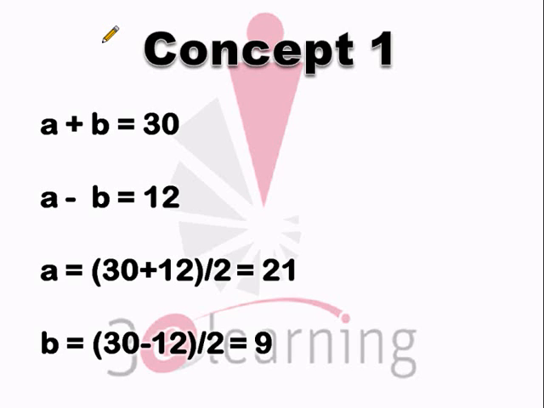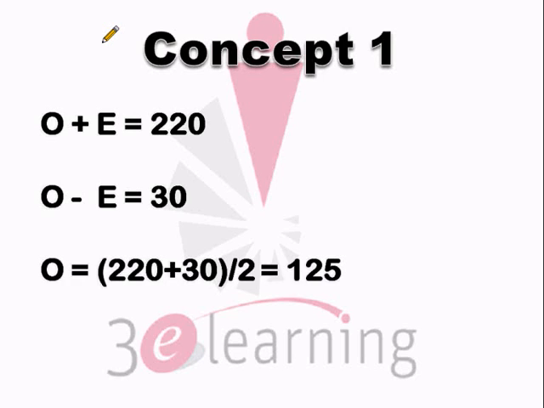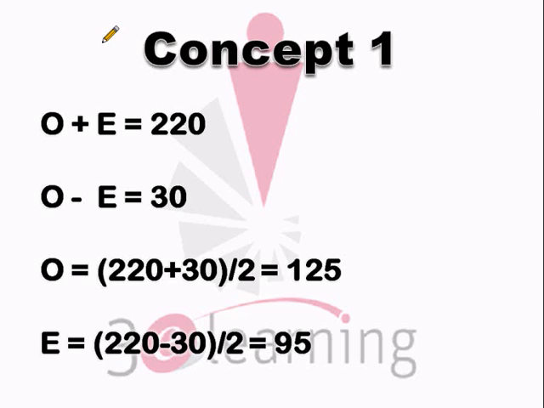Now, how am I going to use this concept here? Let's check. If O plus E is 220 and O minus E is 30, here O represents the bundle of odds and E represents the bundle of evens. O minus E is 30, which means the odd is greater than the even. So we can say the bundle of odd is nothing but (220 + 30) divided by 2, which is 125. For the even, we can say the even is nothing but (220 - 30) divided by 2, which is 95. This is the first concept.